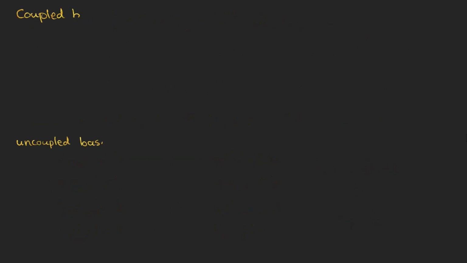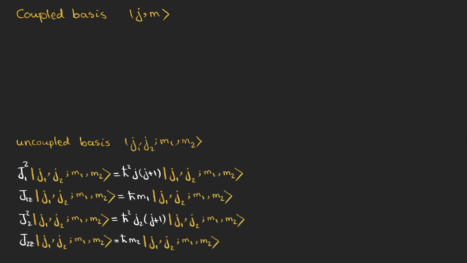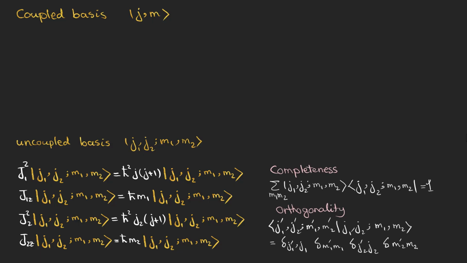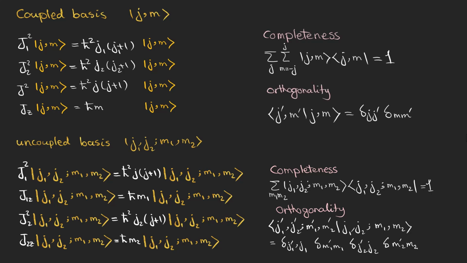Let's review what we have done so far. We have two sets of bases for two different sets of operators, which are coupled and uncoupled bases. These are the eigenvalue relations for the uncoupled basis. This shows that these sets are complete, and also this relation shows that these kets are orthogonal. We can do the same thing for our coupled states, which are denoted by J and M.